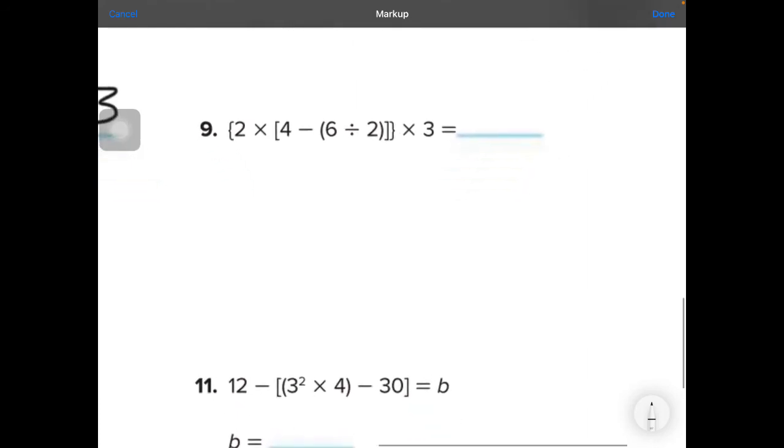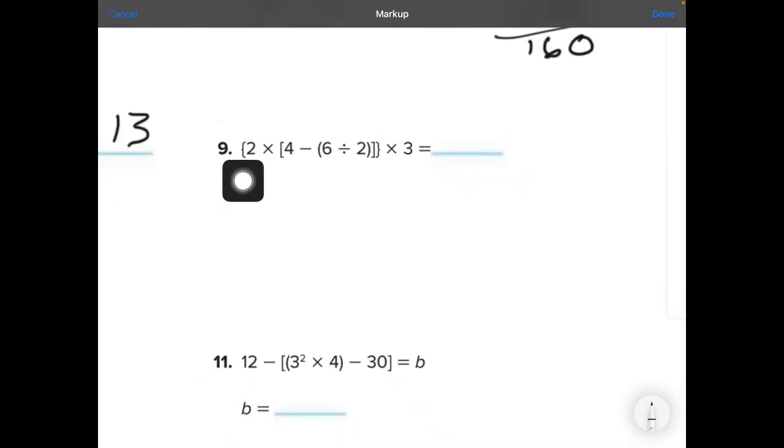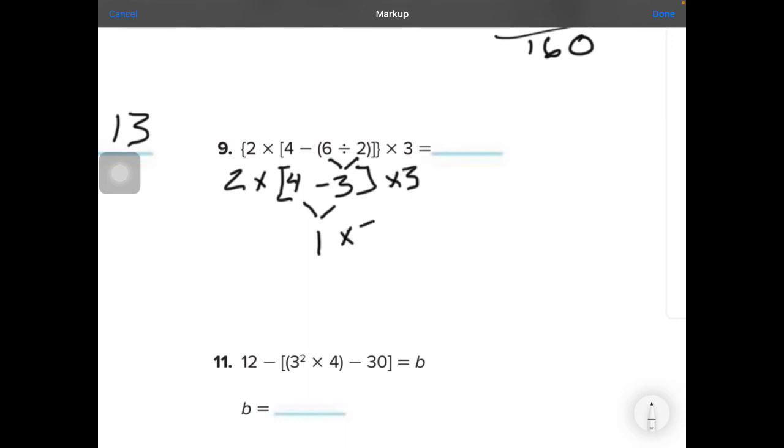Okay, we can do it. We're getting there. Okay, looking at this, there's a brace, bracket, parenthesis. Looks like this is going to be our first one we're going to do. So 6 divided by 2 is 3 minus 4 times 3 times 2. Okay, next one we're going to do, 4 minus 3 is 1 times 3.